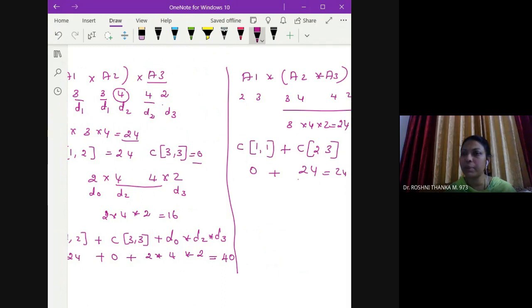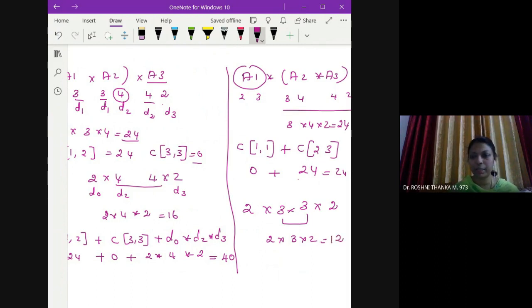When I multiply these two matrices A2 and A3, what is the resultant matrix I'll get? A 3 cross 2 matrix. And this has to be multiplied with the A1 matrix. What is the dimension of A1? 2 cross 3. When I multiply these two matrices, these two dimensions should be the same. So how do we get the number of multiplications? 2 into 3 into 2, right? 2 threes are 6, 6 twos are 12.